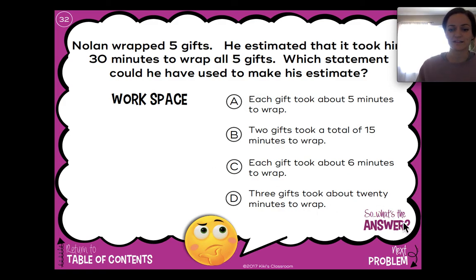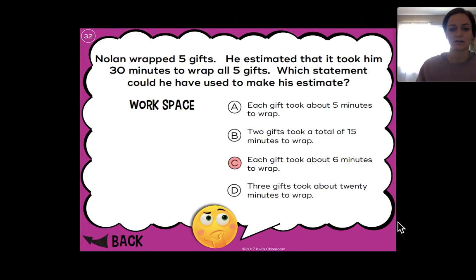All right, welcome back. Let's look at what our answer could be. Good. Each gift took about 6 minutes to wrap. If you think about it, he's got 30 minutes in all, and he divided them in between 5 different gifts, so each gift took 6, right? If we counted by our 6, 12, 18, 24, 30. Okay, so each one took about 6 minutes.